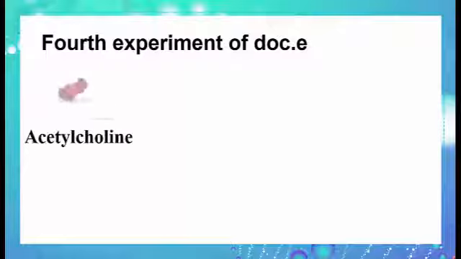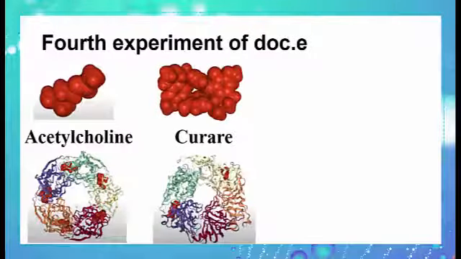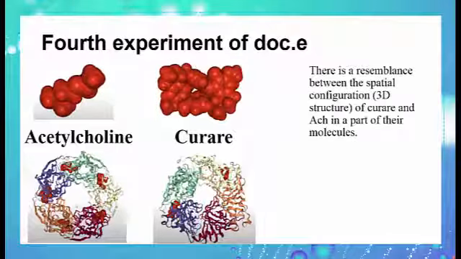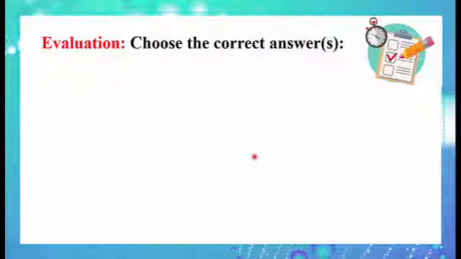In the last experiment, when we compare the shape of acetylcholine and that of curare, we notice that there is a resemblance between the 3D structure of curare and that of acetylcholine in part of their molecules. So this indicates that curare can bind to the receptors of acetylcholine and block the transmission of the nervous message. As an evaluation, you have to choose the correct answer.